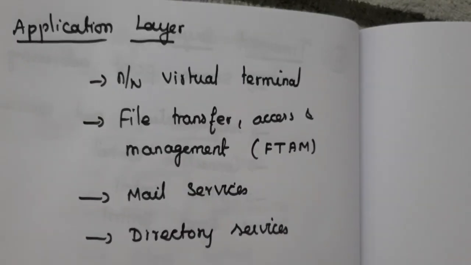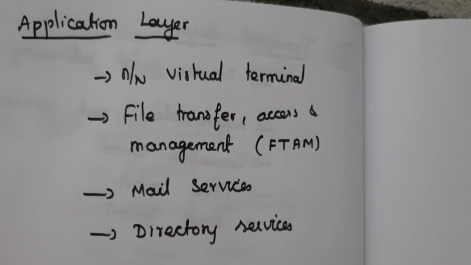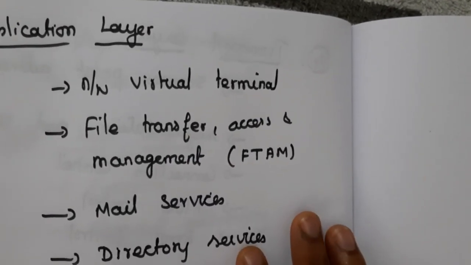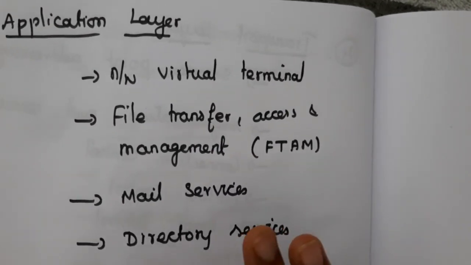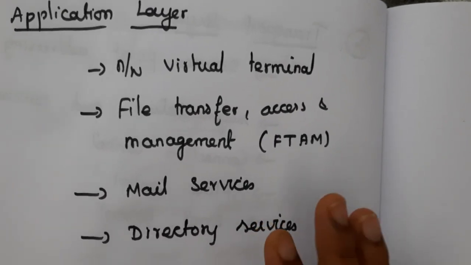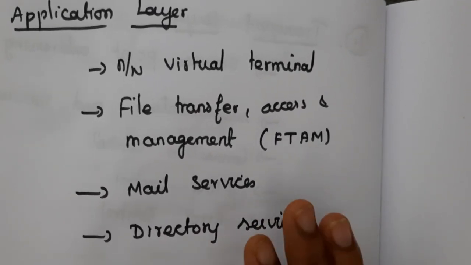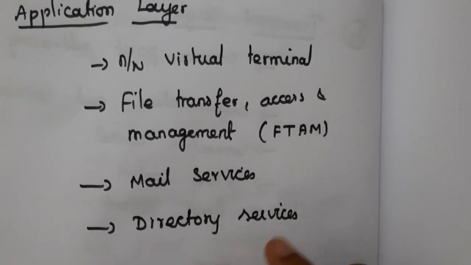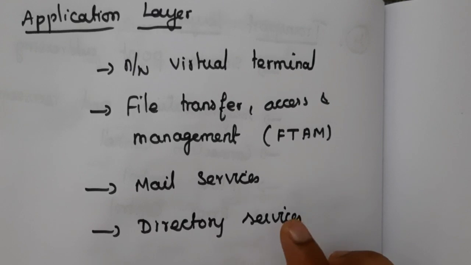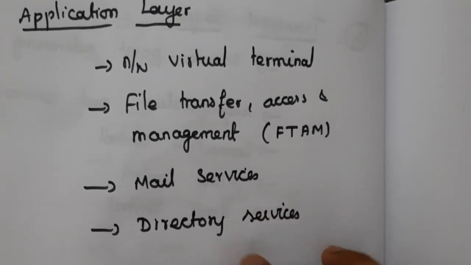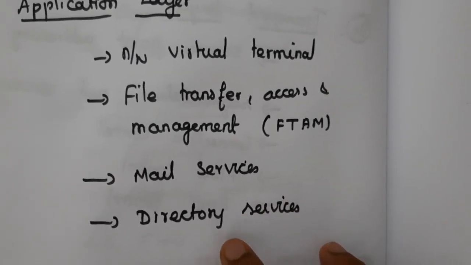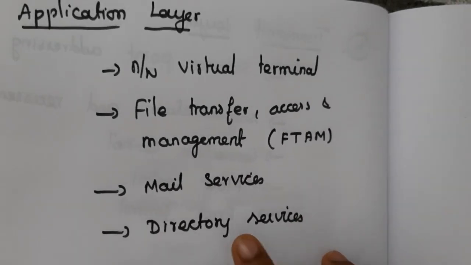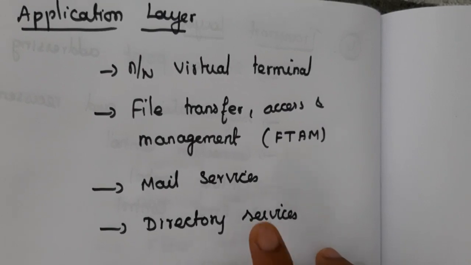Next one is application layer, and the function here is network virtual terminal. Without the actual terminal, here we can define the virtual terminal for the internet. Next one is file transfer, access and management, FTAM, and all the controls happen in this application layer. Next one is mail services, and the last one is directory services, and these are the software related application services. So this layer is known as application layer.